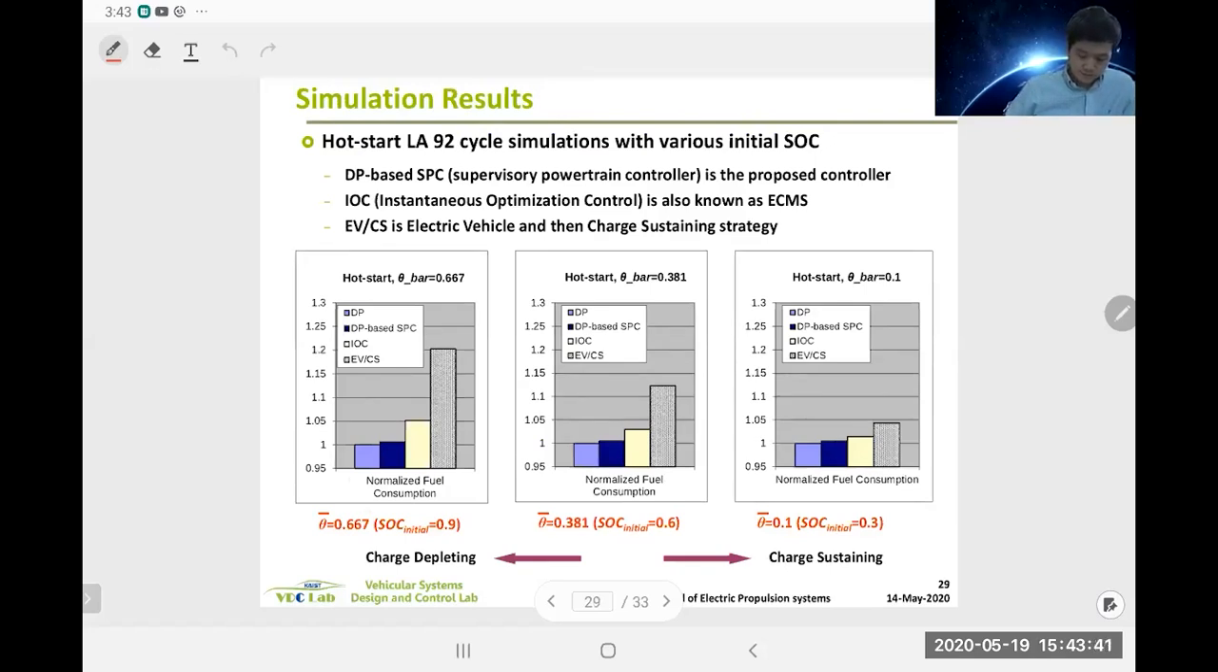So we are comparing 3 cases. Theta bar equals 0.667, theta bar equals 0.381, theta bar equals 0.1. So charge is sustaining, charge is depleting. And you can see that, again, DP-based controller achieves near optimal fuel economy. But instantaneous optimization has some performance gap, okay?